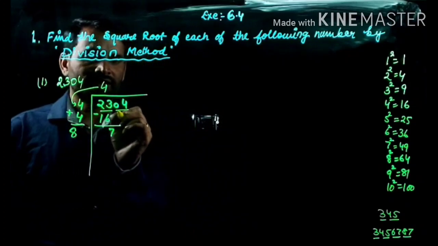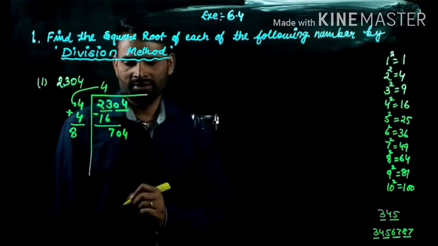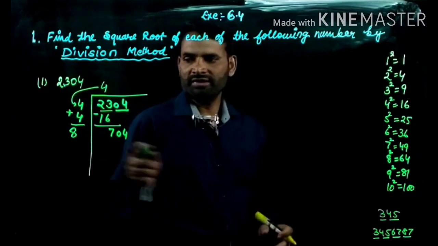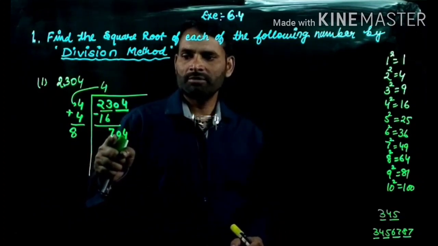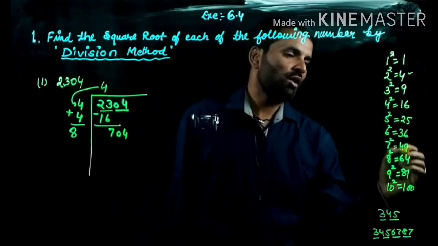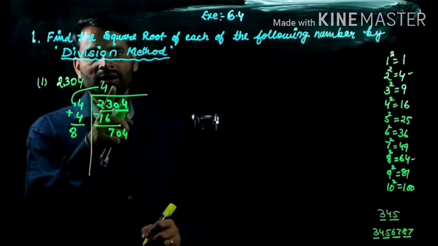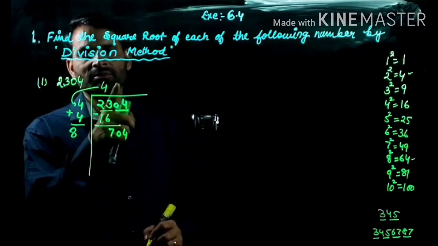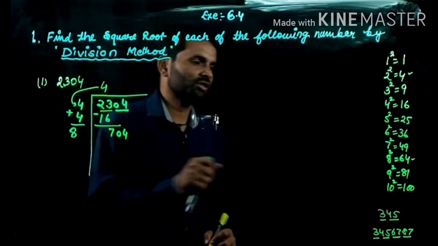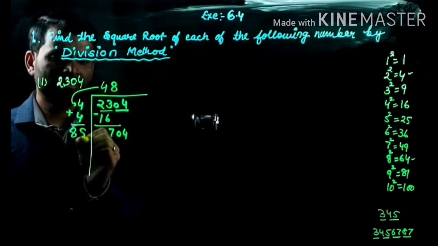Second step: the next pair is 04, so write the whole pair 04, and the remainder becomes 704. Now choose the next number which divides 704. Suppose you write 2 here, and the same number 2 in this place. 2 twos are 4, 2 eights are 16. It is a very small number, so write 8. This number will be written here.